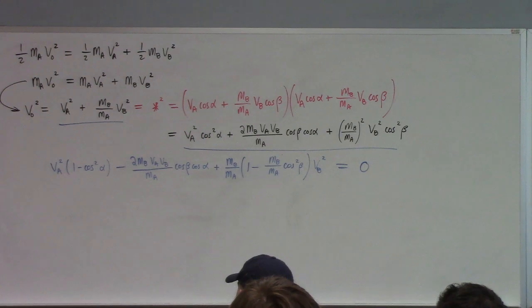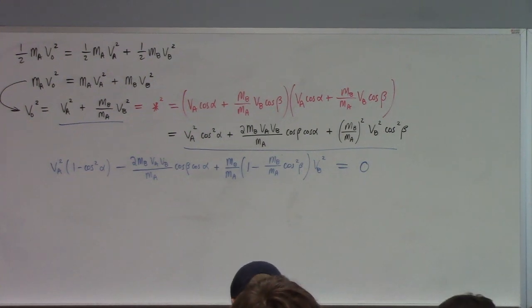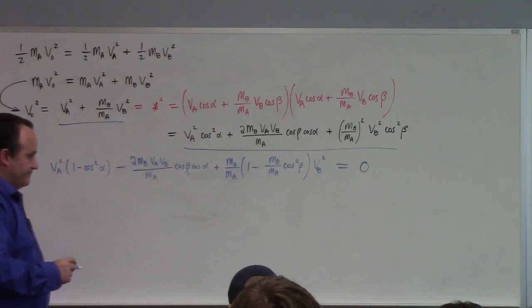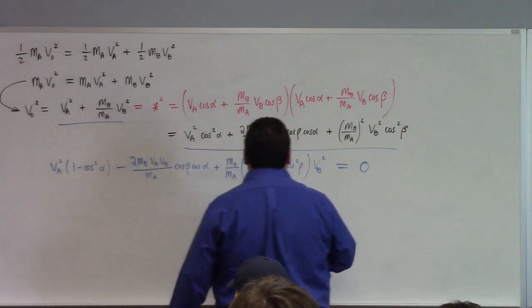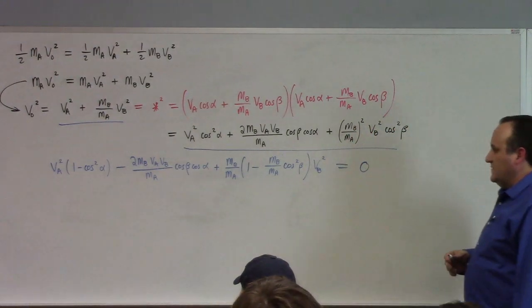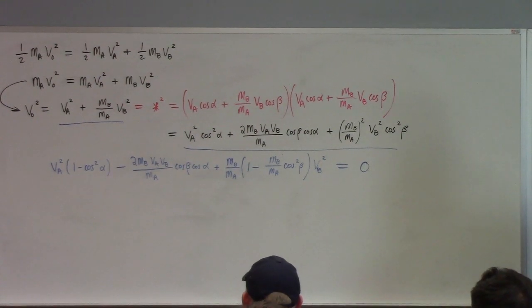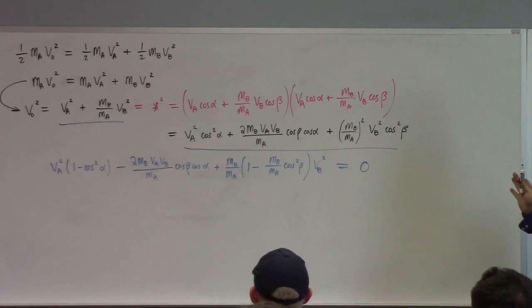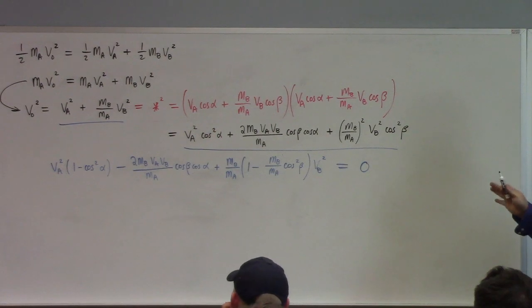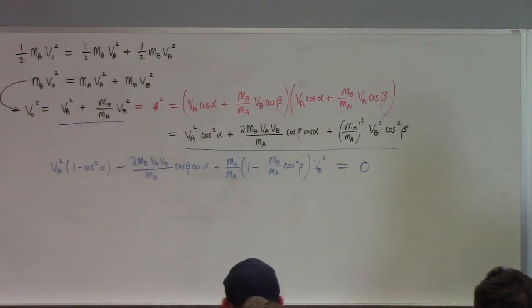I think I'd have VA sine alpha over VB sine beta. And you see, well, if you guys think I'm wrong about this, let me know, because it's at least dimensionally consistent. Everything's got a squared velocity. The masses are canceling, so that's dimensionless.